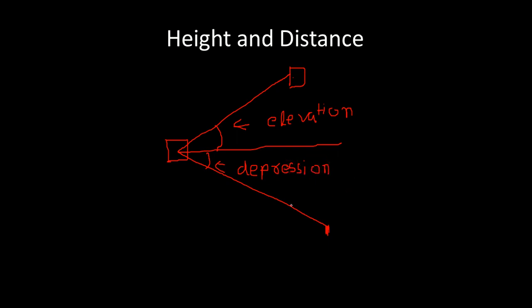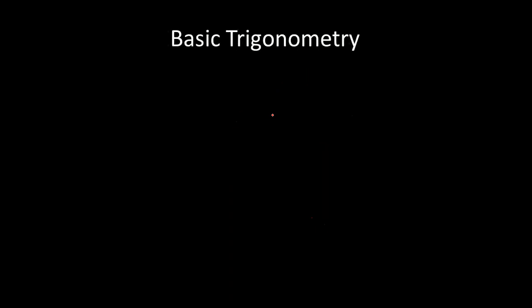So I think with this we have cleared what the line of sight is, what the horizontal line is, what the angle of elevation is, and what the angle of depression is. Next we see some basic trigonometry which we use.